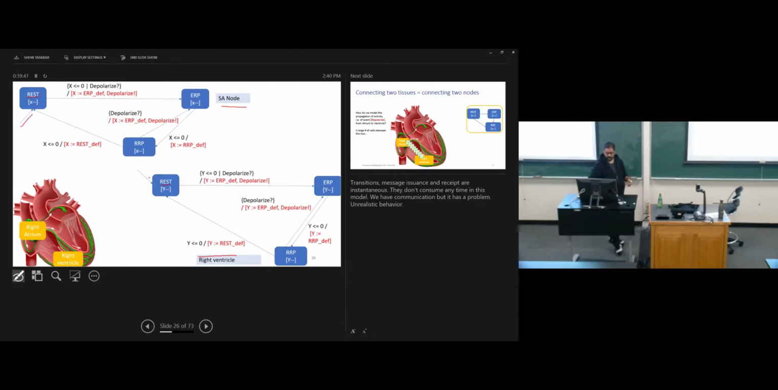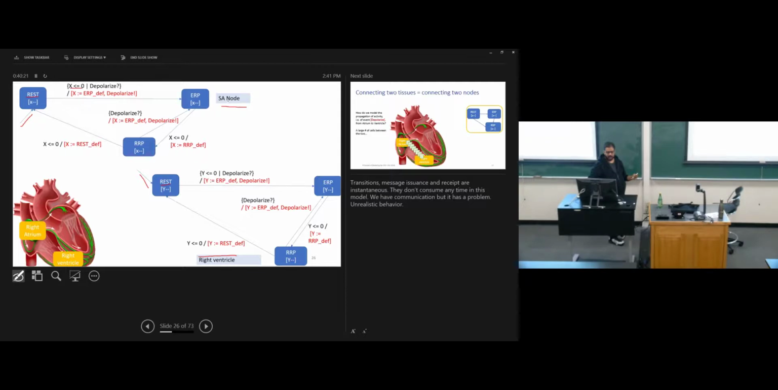Here is the initial state of the entire system. We will simulate both of them together in parallel, right? Time moves at the same pace for both of them. So if this is the SA node, what should happen first is, because its rest period is less than the rest period of the ventricle, this is the first guard condition that will be activated, because Y will take more time to satisfy this guard condition.